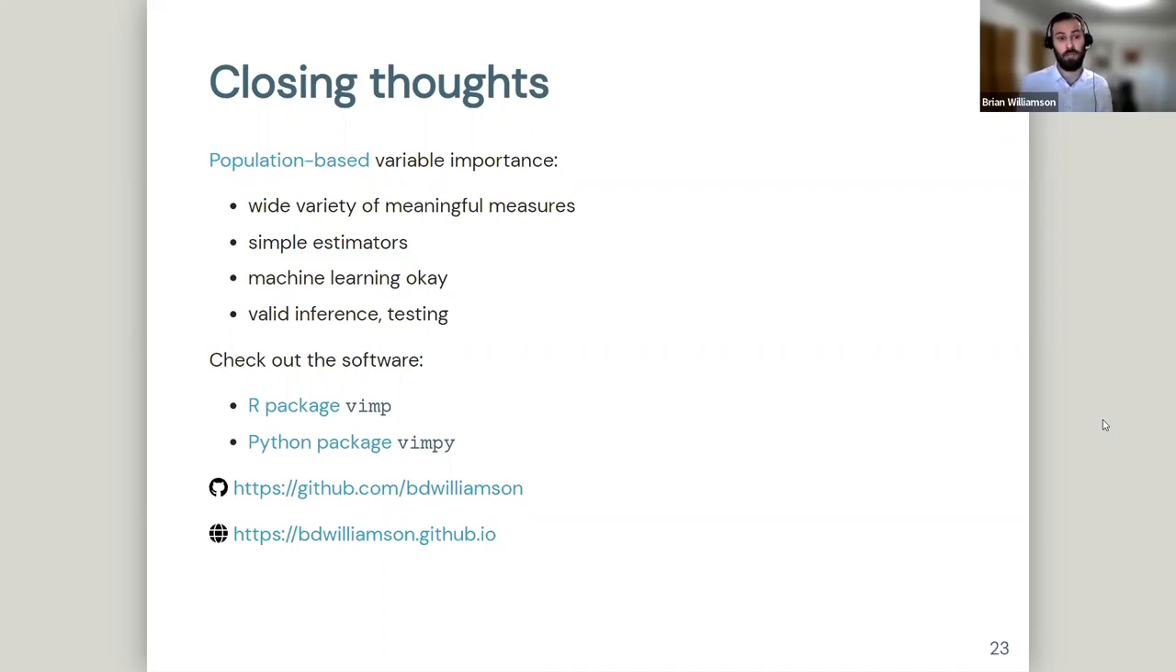And so if you're interested in the variable importance piece in particular, I have an R and Python package available on both CRAN and PyPI and on GitHub. You can check out my website and my GitHub page for more information. The final two slides are references, so I'll stop now and take questions. And thank you all again for your time.